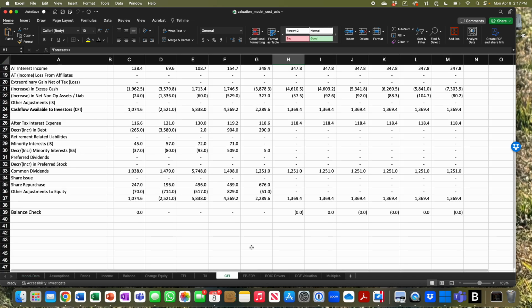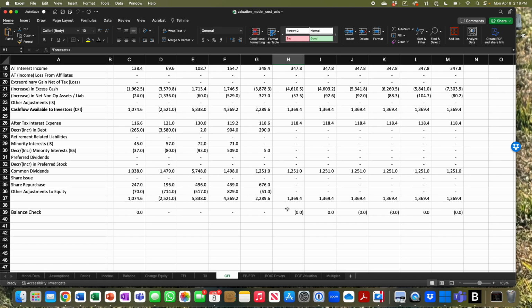Check your CFI, make sure it balances. Right? I knew it was going to balance for Costco. I knew it was going to balance for Nike. All right. I don't know if it's going to balance for all of the companies that you just checked for your group projects. Right? So here's the point. If the CFI doesn't balance, then you need to find out why.